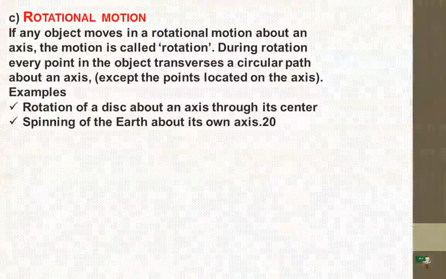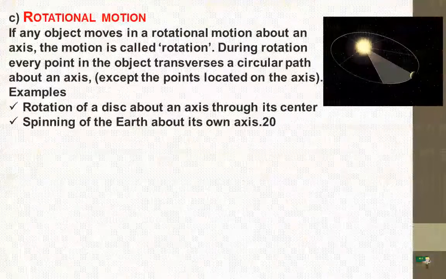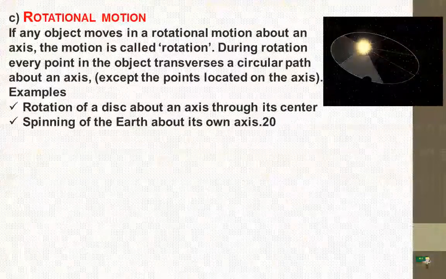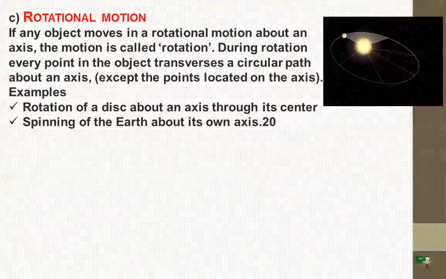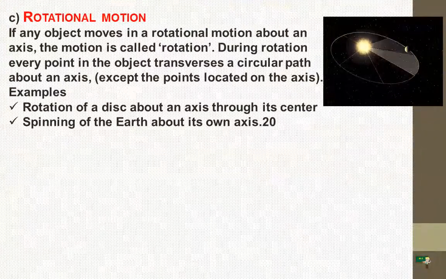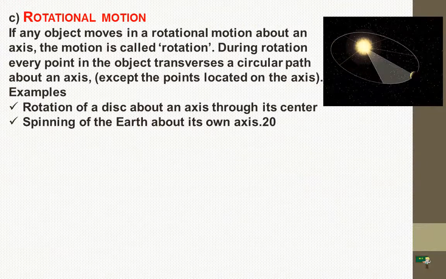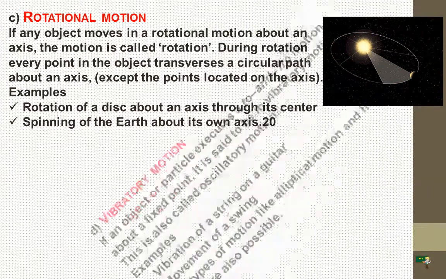Now the third one is rotational motion. If any object moves about an axis, the motion is called rotation. There is a small difference between rotational motion and circular motion. Actually, in circular motion, we don't follow the axis, but here the axis is very important. During rotation, every point in the object traverses a circular path about an axis. You can see here.